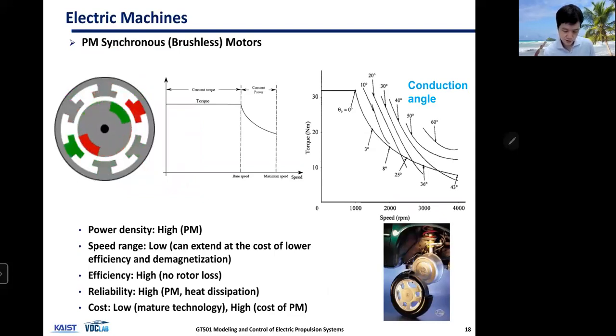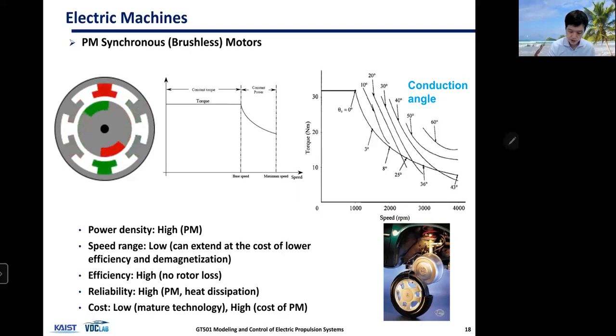Next electric machine is PM synchronous motors. This one uses permanent magnets. So this red and green part in the rotor has permanent magnet. So you already have field within the rotor itself, and all you have to do is rotate field for the stator, and that's exactly what's happening here.